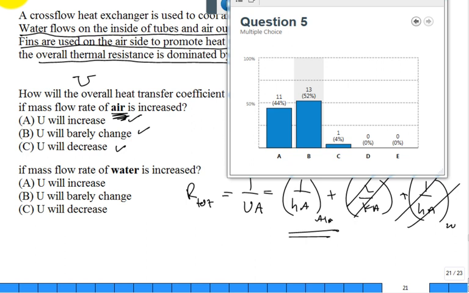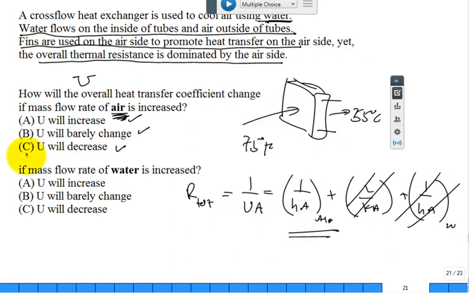Blow air on it to cool it. The convection coefficient goes up. So anyway, U will also go up. The overall heat transfer coefficient, basically it's one to one, if this dominates. Okay, well, let's go through this one.